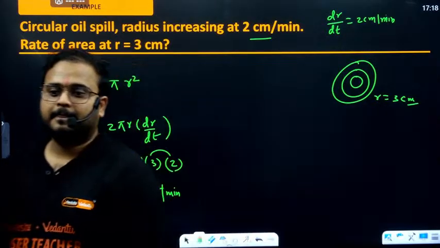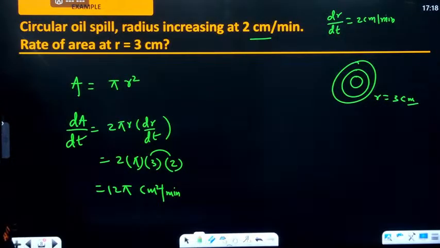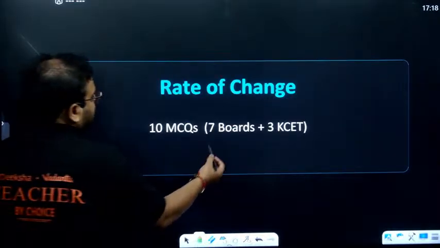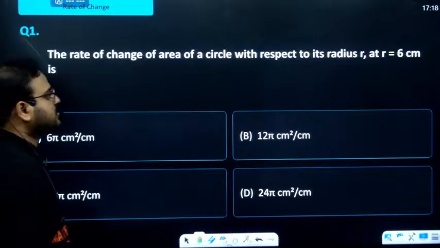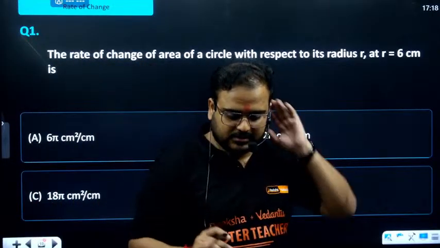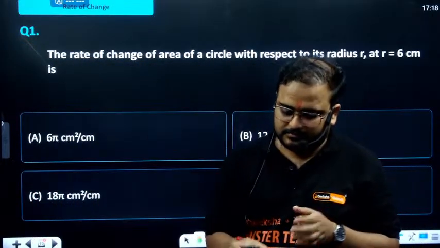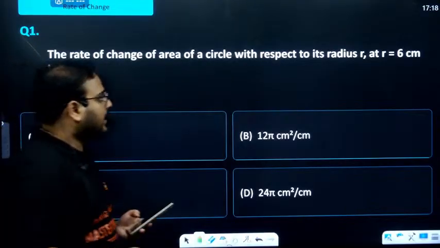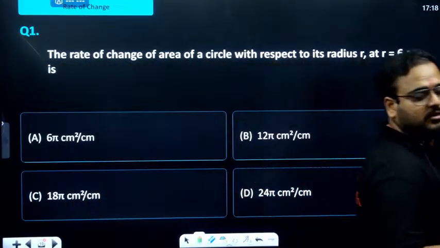Okay. Yes. All right. Now, some questions I have brought, as I mentioned, some board style as well as CT style questions. Let us solve this. Guys, try. Options are on the screen. Try to solve this.